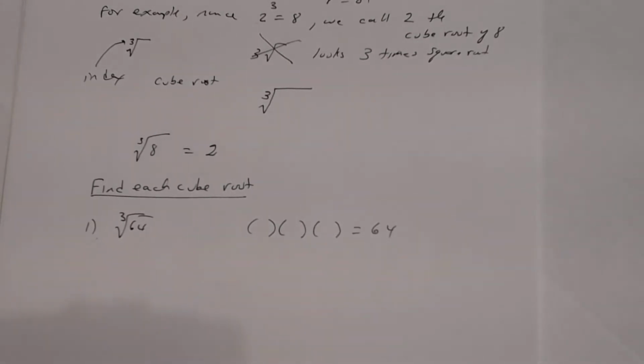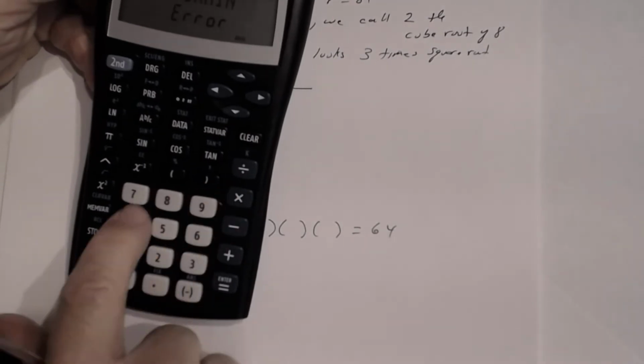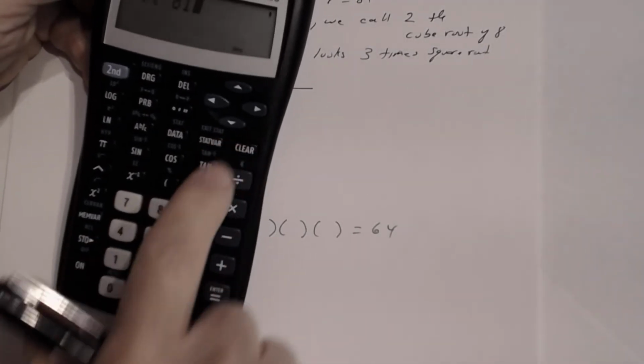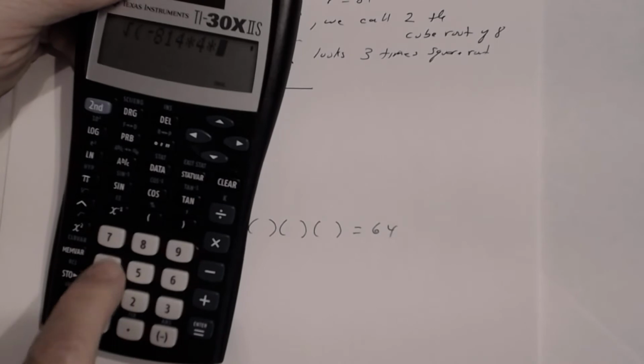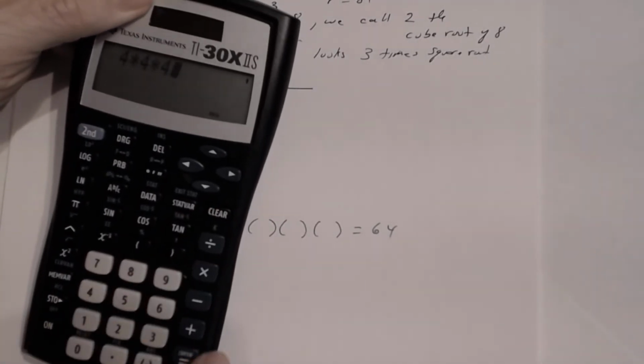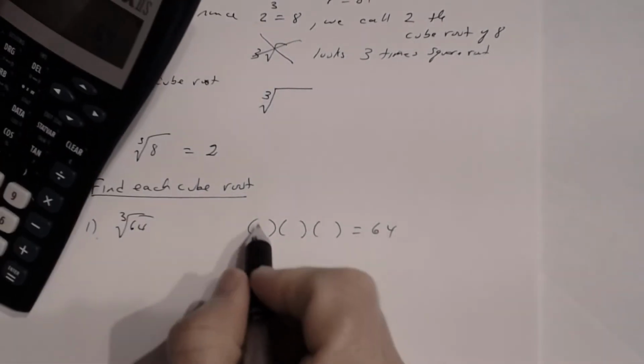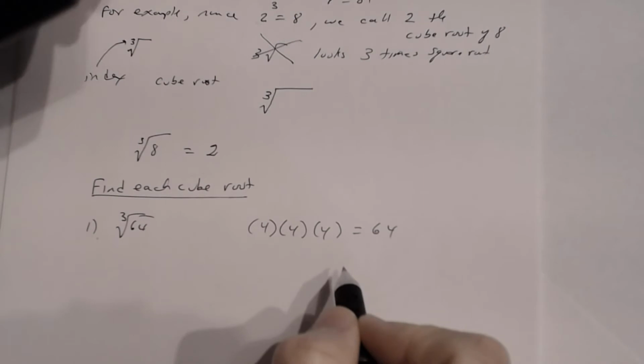All right, so try something. 3 times 3 times 3. And when I say don't use a calculator, what I mean at this point is don't use your cube root button. If you need to use your calculator to say 4 times 4 times 4, then that's fine. Okay, 4 times 4 times 4, and I got 64, right? So 4 times 4 times 4 is 64.